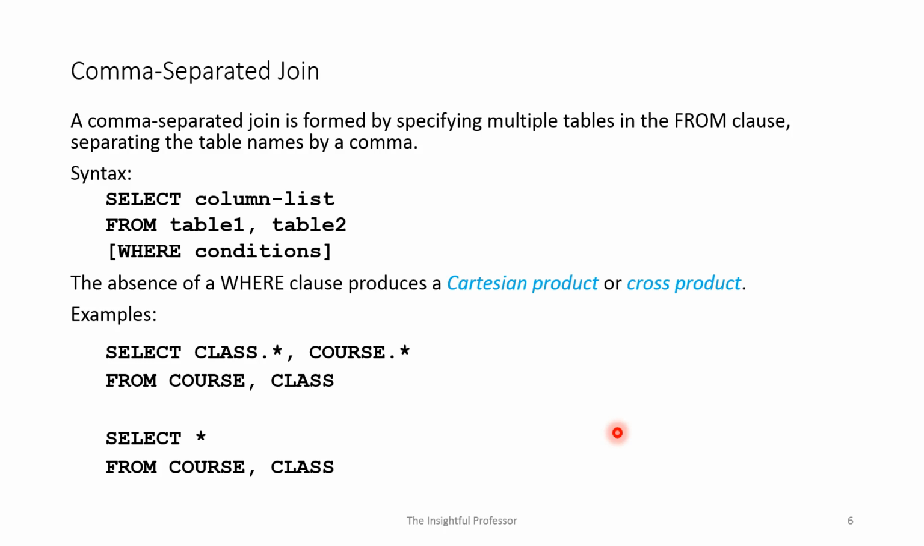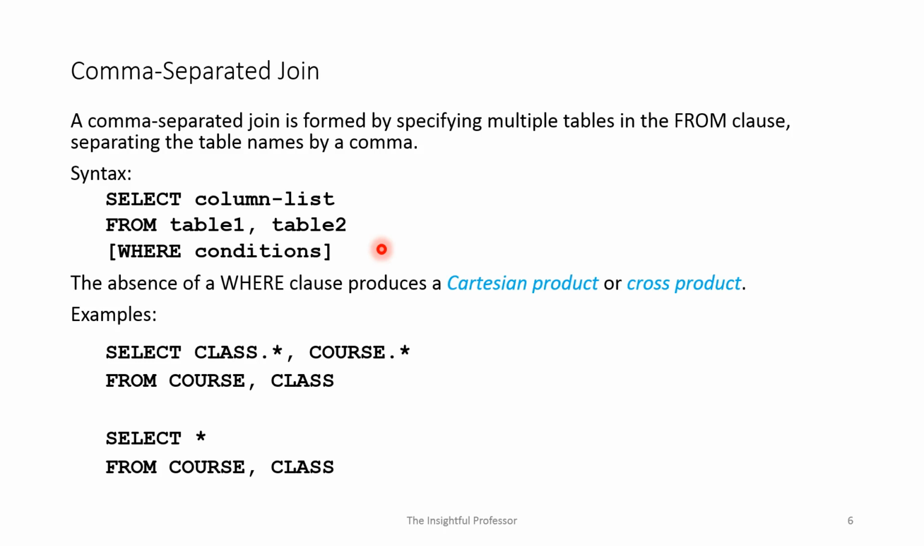So let's look at the comma-separated join. Comma-separated join, you can pretty easily see where the name comes from. What we're going to do is, in the from clause, instead of listing a single table, list multiple tables, the two tables that are going to be joined. And we separate the names of the two tables with a comma, hence the name comma-separated join. This is actually standard SQL. This is an older syntax. Oracle has supported this effectively since day one of the product. Other vendors support this as well.